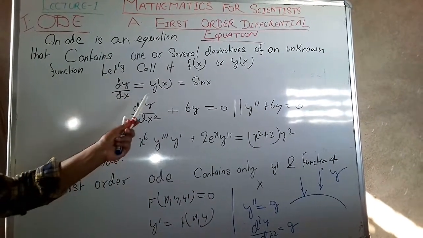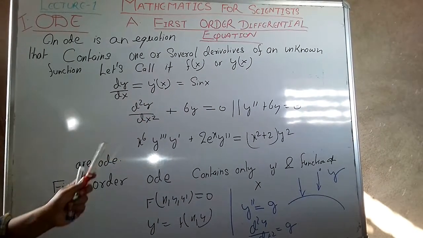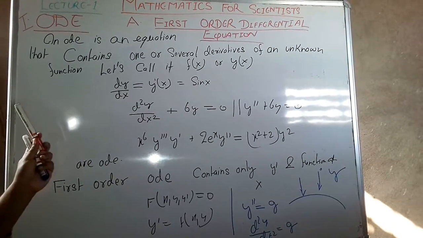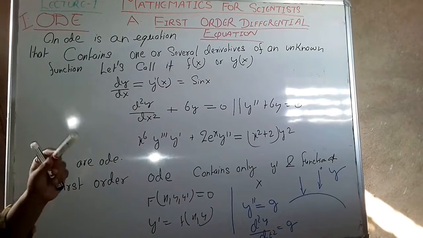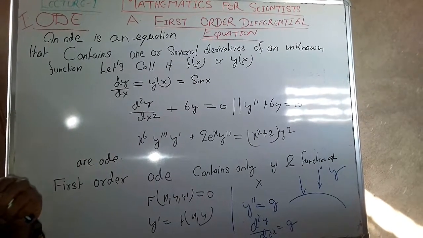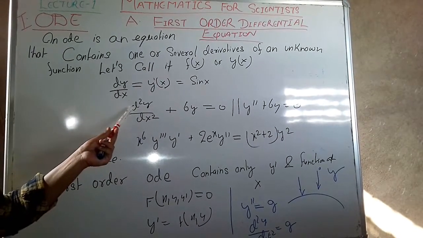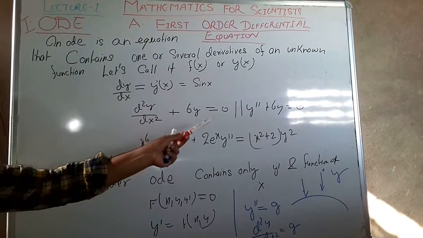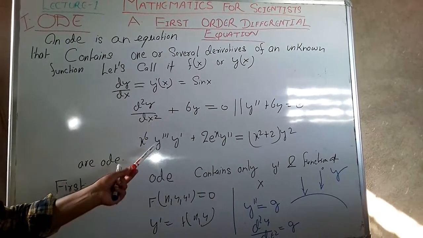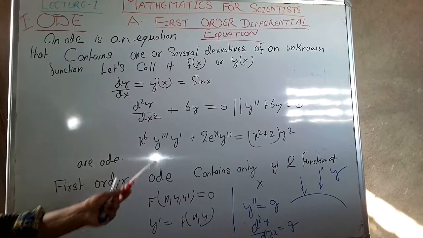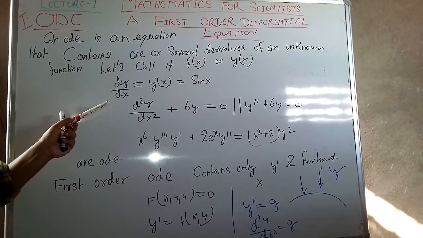In an ODE, only one independent variable is given, but in a partial differential equation there are multiple variables. So in a PDE we hold one variable constant, then we differentiate with respect to the other. So this is d2y/dx2 + 6y = 0. It means it is a second order differential equation. Again, this is a third order differential equation. So all these are examples of ordinary differential equations.